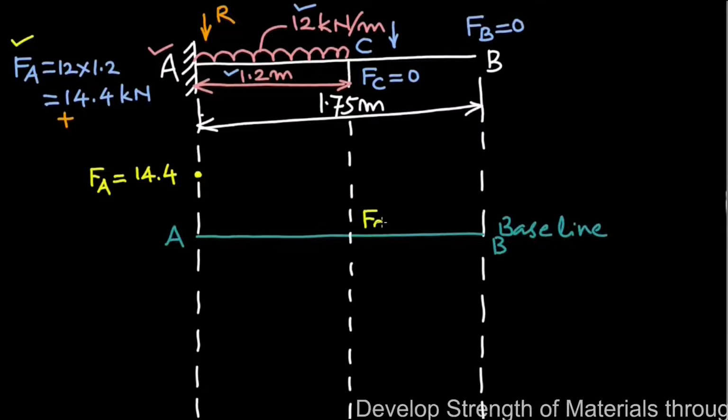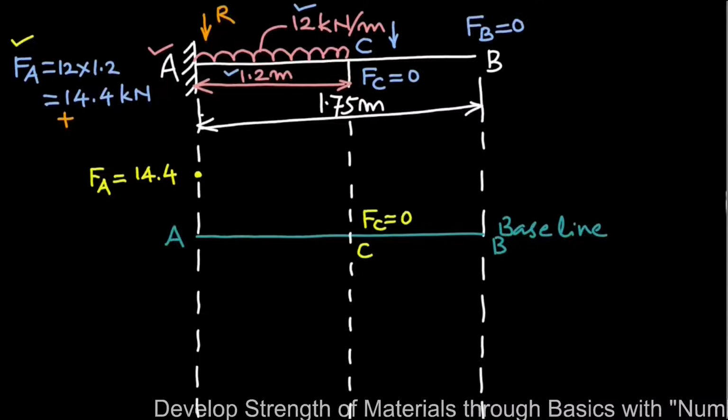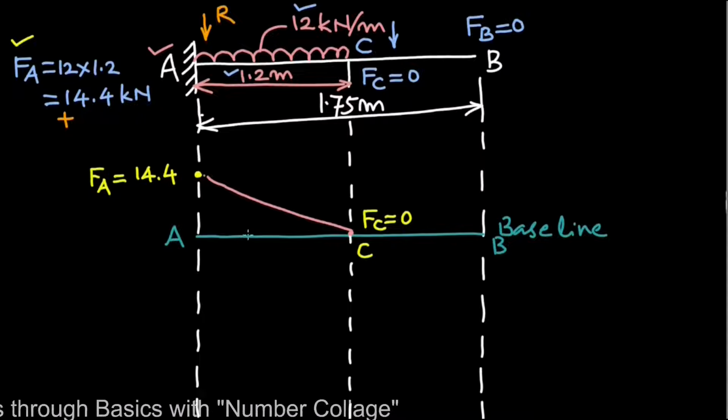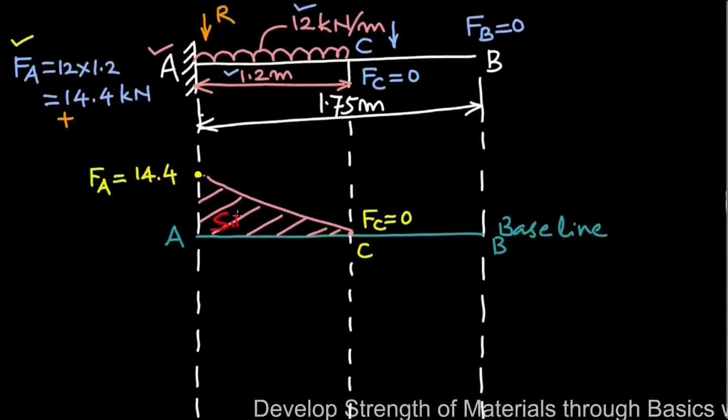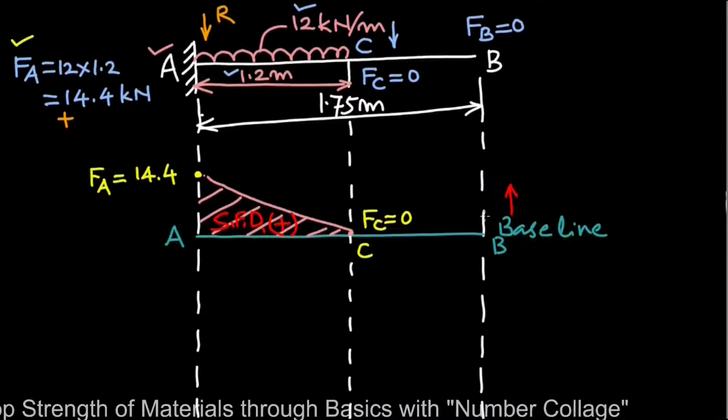Shear force Fc at point C is 0. So we will join 14.4 to this point 0 with a straight line. So this will be the shear force diagram, which will be positive, hence drawn above the baseline.